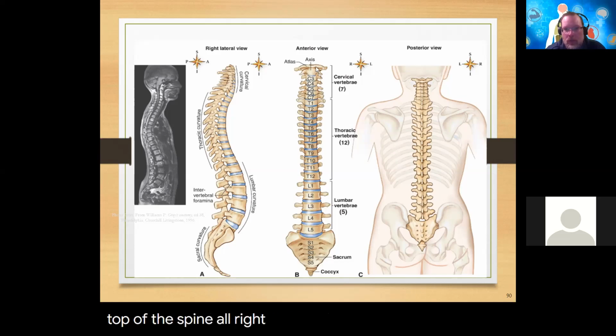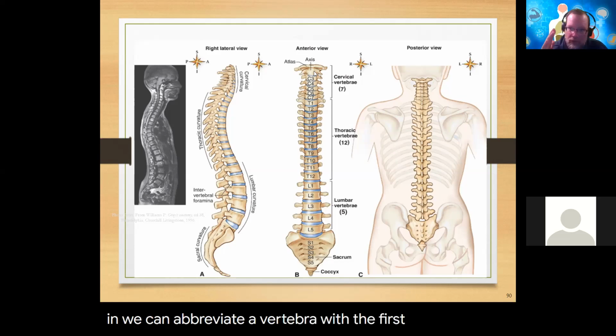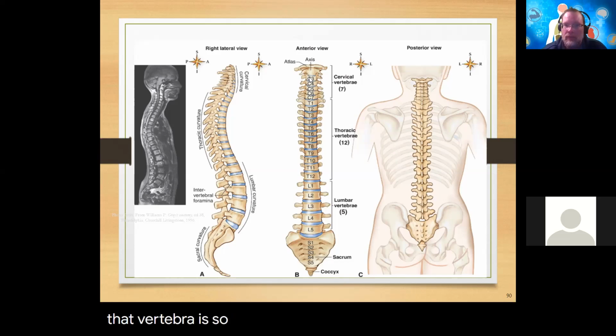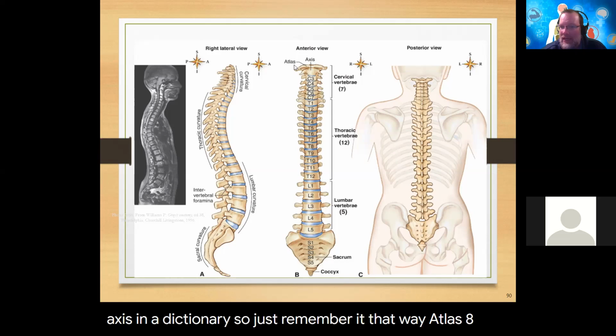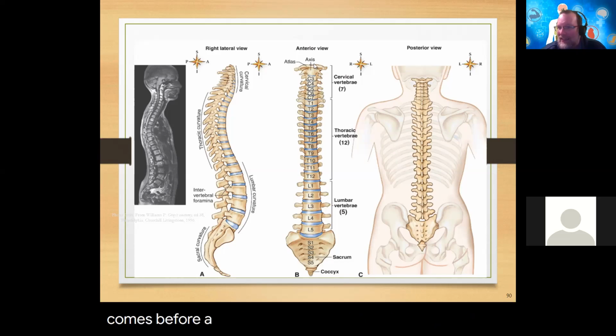All right. So we can abbreviate vertebrae. We can abbreviate a vertebra with the first letter of whatever the group is, and then whatever the number of that vertebra is. So atlas could also be C1, axis C2. How are you going to remember the difference? Well, atlas comes before axis in a dictionary. So just remember it that way. Atlas, AT comes before AX, they both start with A, I know. So now what do you have to do? You have to go to the next letter. So we go to the T and then the X. So the atlas comes before the axis, just like we would see in a dictionary.